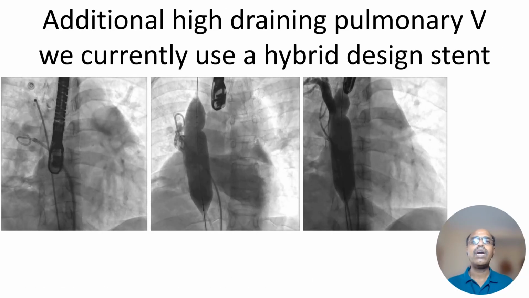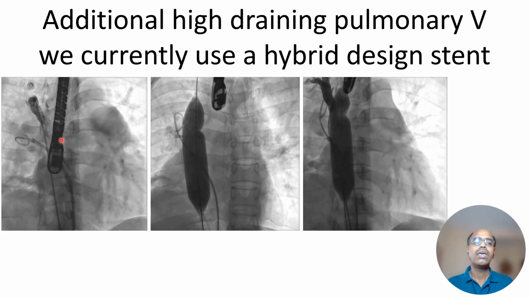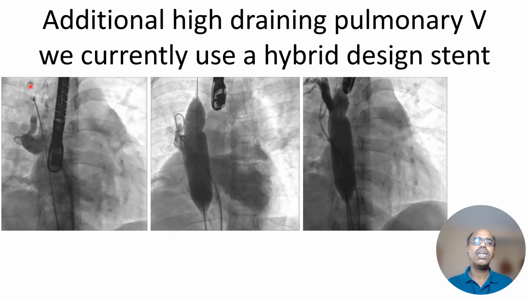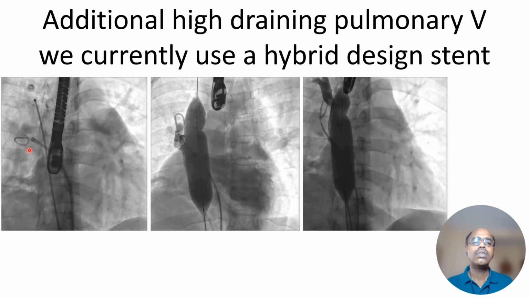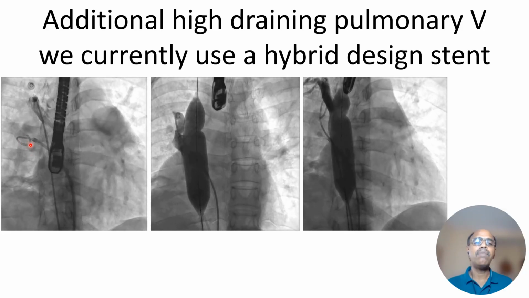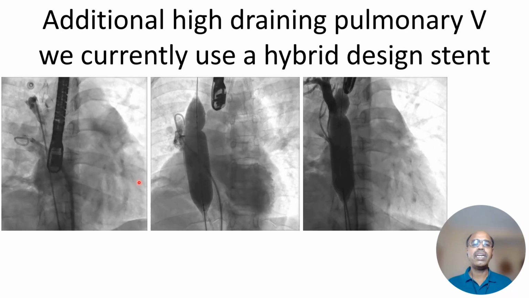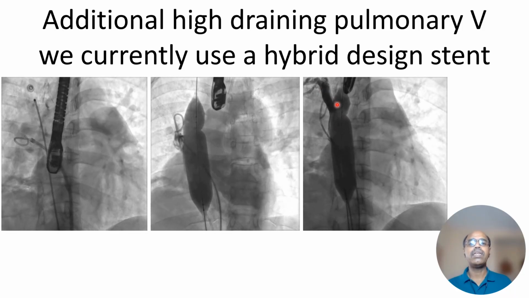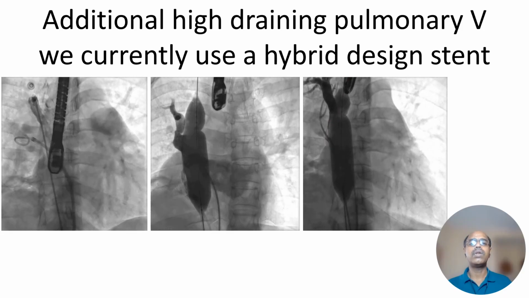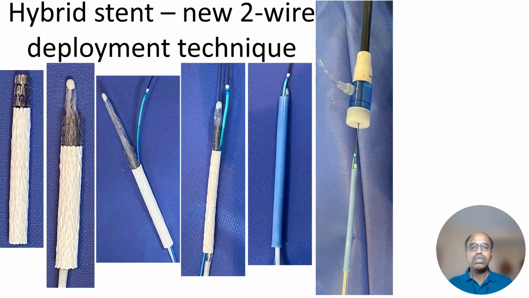Nowadays, we have a hybrid design stent. So this is an example of an additional high draining pulmonary vein plus a main pulmonary vein. In this case, the main pulmonary vein is redirected towards the left atrium on balloon interrogation, but the additional pulmonary vein is getting occluded on balloon interrogation. So what we do here, we choose a hybrid design stent. The stent is 8 centimeter long, with the top 15 millimeter being uncovered and the bottom 65 millimeter being covered.